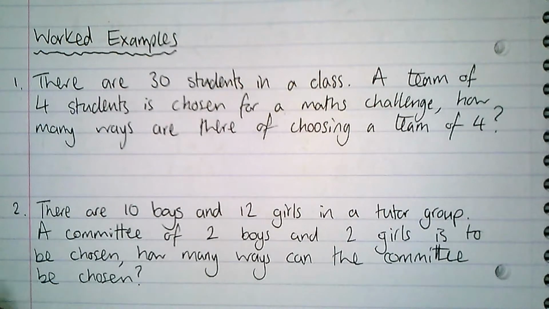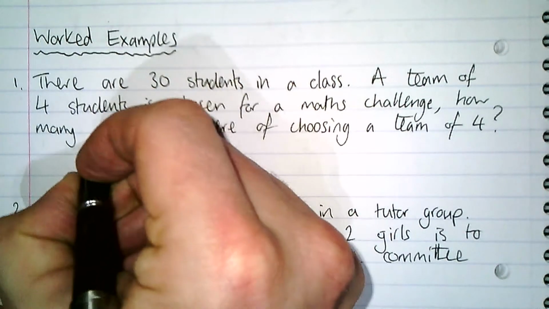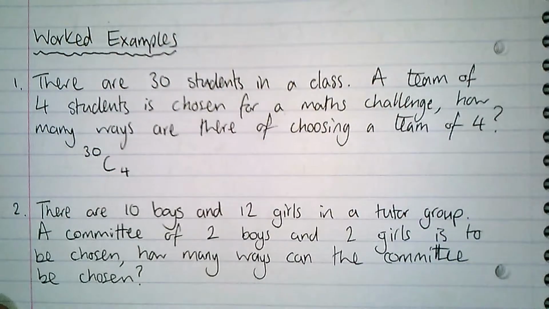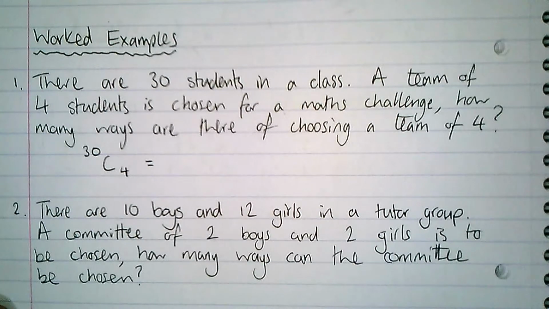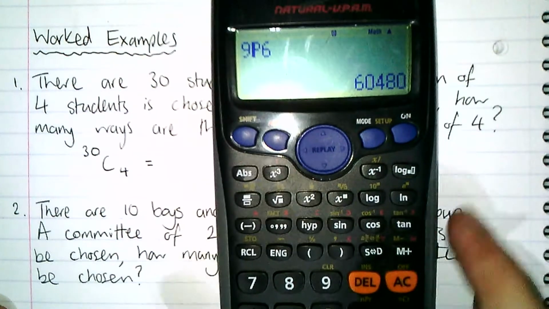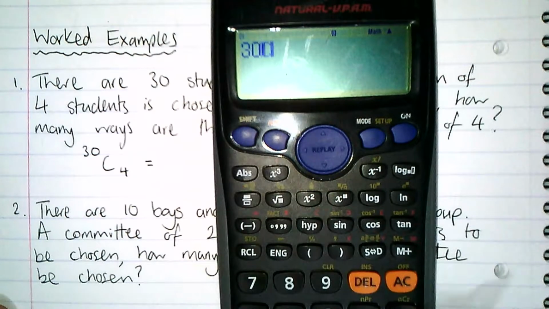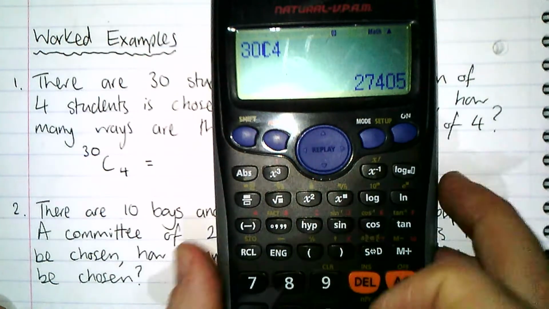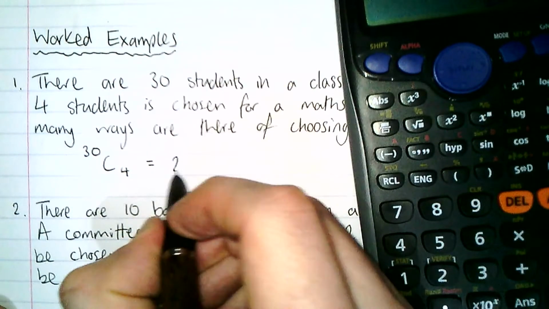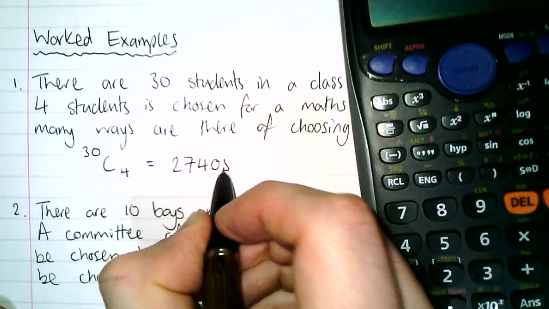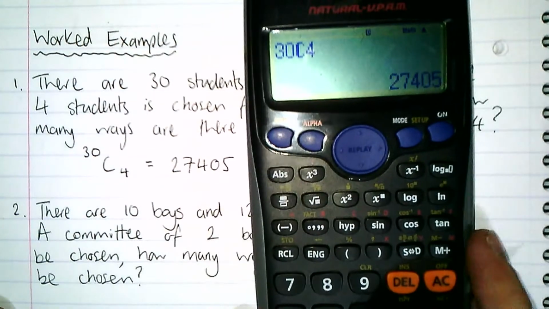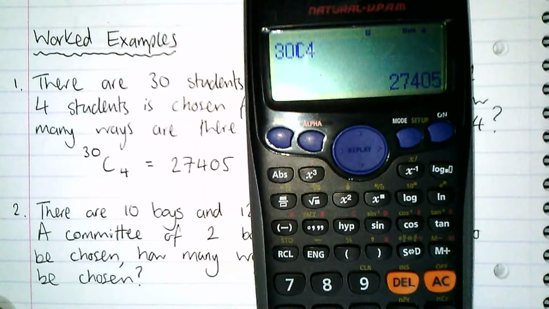So this one here, it doesn't matter what order they're picked in. So I just want to choose 4 students from the class of 30. So here I want to do 30, I want to be choosing 4. So 30 choose 4, we can do that on our calculator. So here I can do 30 choose 4, there are 27,405 different ways. So 27,405 different ways of picking 4 students from a class of 30. That's a lot.